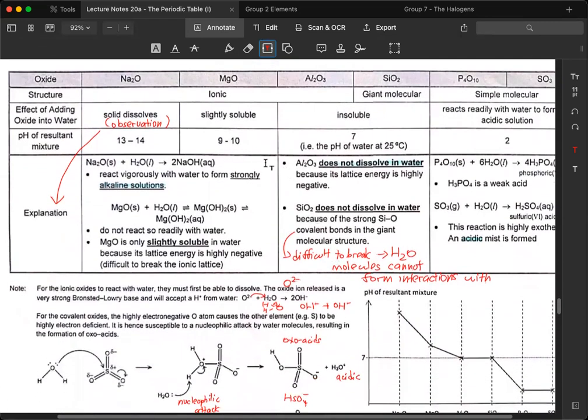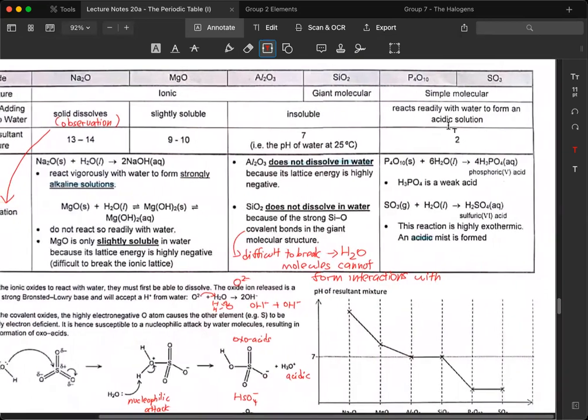As for silicon dioxide, it does not dissolve because of the strong Si-O covalent bond, so the water molecules cannot form interactions with it. These two are simple molecular. They do react readily with water to form acidic solution.